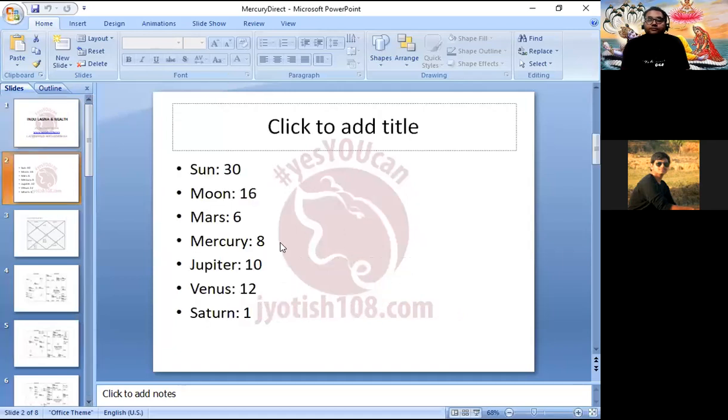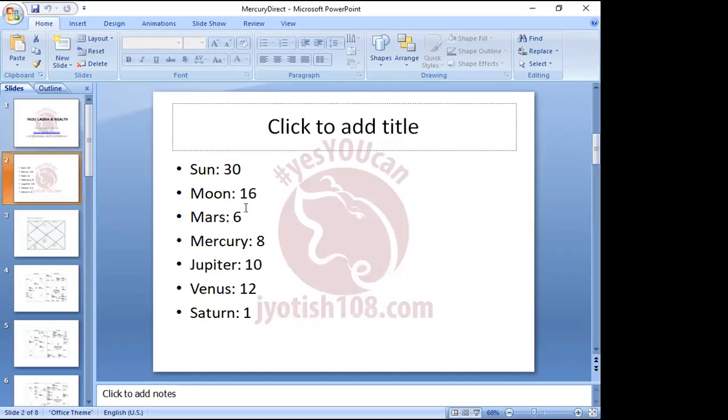Uttara Kalamrita assigns special points to the seven planets, excluding Rahu and Ketu. The Sun has been assigned 30 points. That means the Sun is the most important planet for creating resources. People speak about the importance of Mercury, Venus and Jupiter in creating wealth, but if you look at the points assigned to the various planets for their ability to create wealth, the Sun gets the highest number, 30 points.